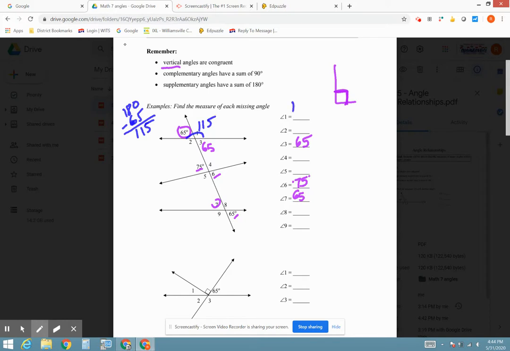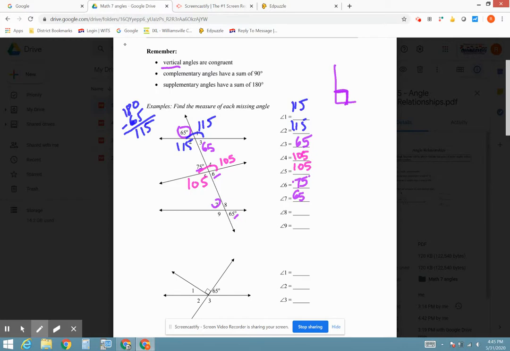If angle 1 is 115, angle 2 is also 115 because it's vertical to angle 1. If this angle is 75, then angle 4 is 105 because 75 and 105 adds to 180. If angle 4 is 105, then angle 5 is also 105 because they are vertical.